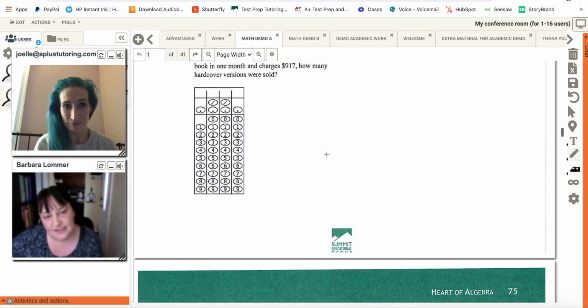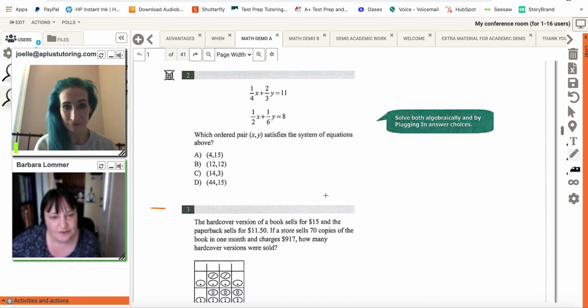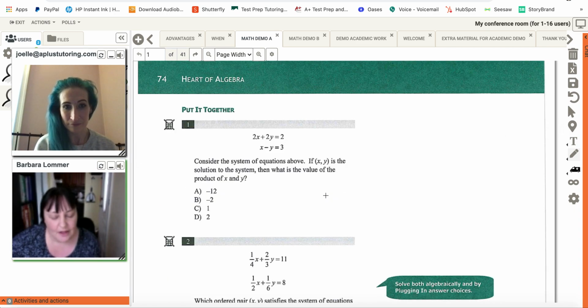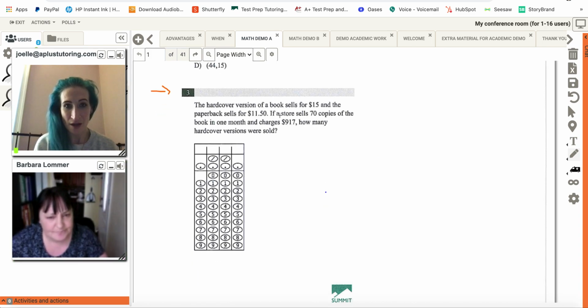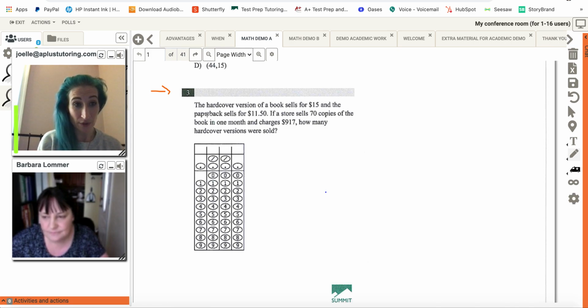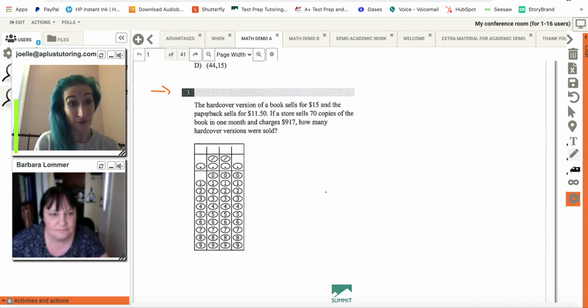This being an SAT word problem, the first step will be to assign variables to the parameters in the problem. So how about Joelle, can you assign variables for me? Yes. So I'm going to click my pointer and paint tool here so I can write on the whiteboard. And anything that I write on the whiteboard, Barbara is going to be able to see, as well as vice versa. Anything that she writes is going to show up on my screen as well.